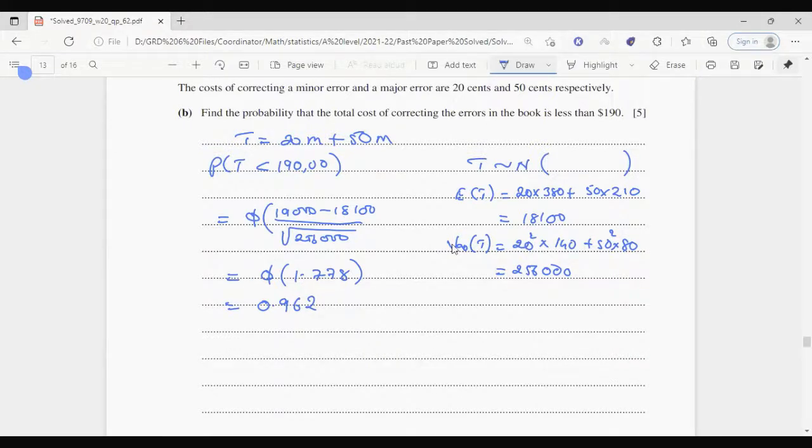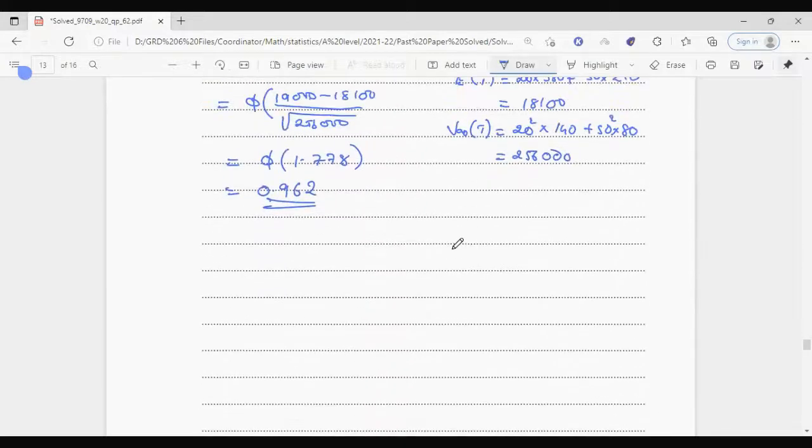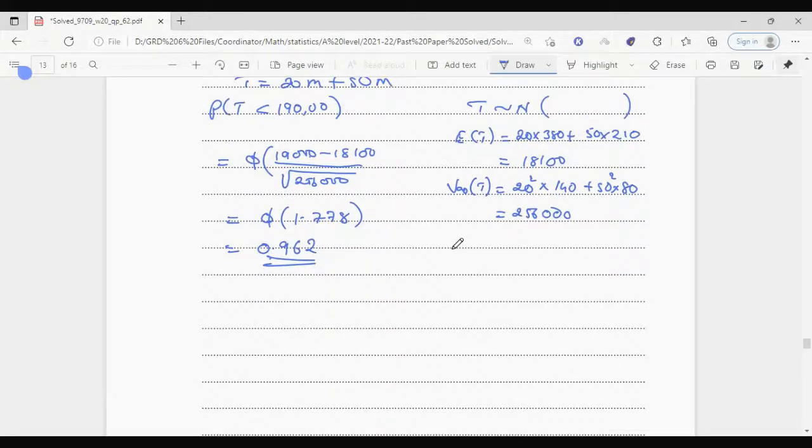So hence the probability of T being less than $190 is 0.962. So we have come to the conclusion of the solving of this paper, October November 2020, the second variant.